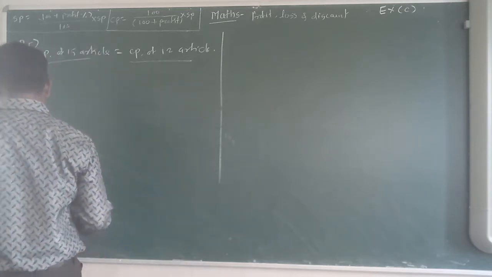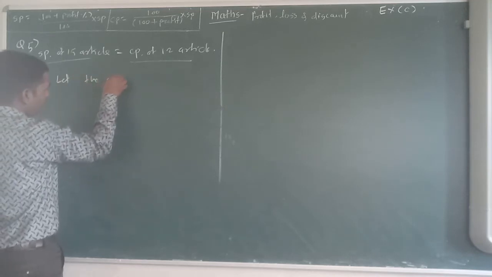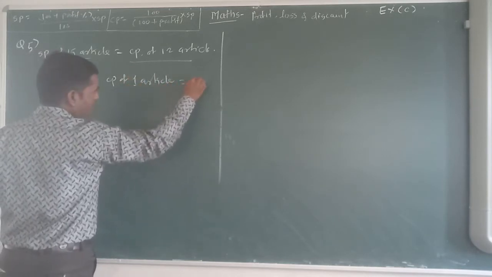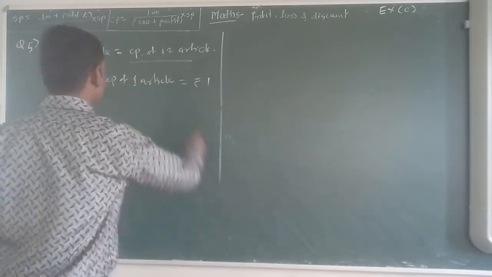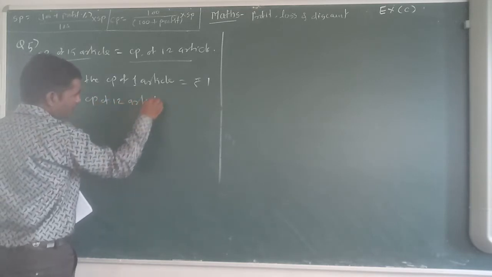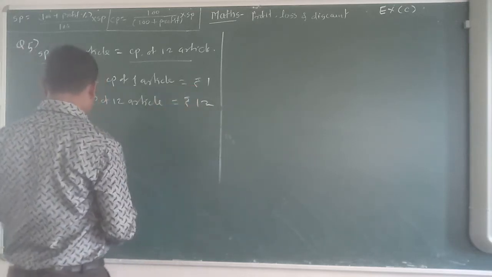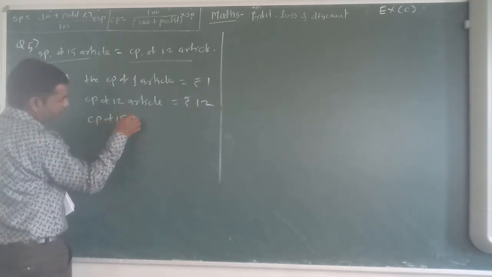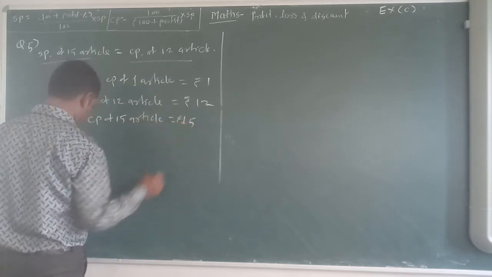We will consider, let the CP of one article be rupees 1. One article's cost is how much? Rupees 1. So what will 12 articles come to? Therefore CP of 12 articles will be rupees 12. If one article's cost is 1, then 12 articles are 12 rupees. Then the CP of 15 articles will be rupees 15.